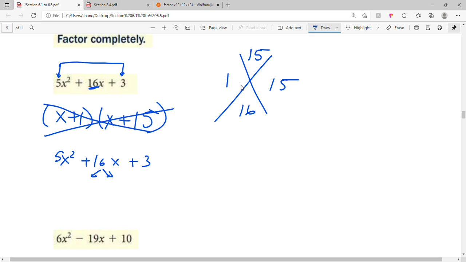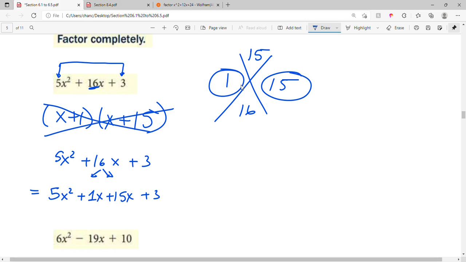So we're going to split the middle, and we'll rewrite it as 5x squared, that's just copied, brought down, plus 1x plus 15x plus 3. The 1x and the 15x come from these numbers. And if you look carefully, 1x plus 15x gives us 16x, so this line and this line are exactly the same. We didn't change anything. All we changed was we made it into 4 terms. Why did we make it into 4 terms? Well, the only way to do 4 terms is by grouping, and that's the whole idea.